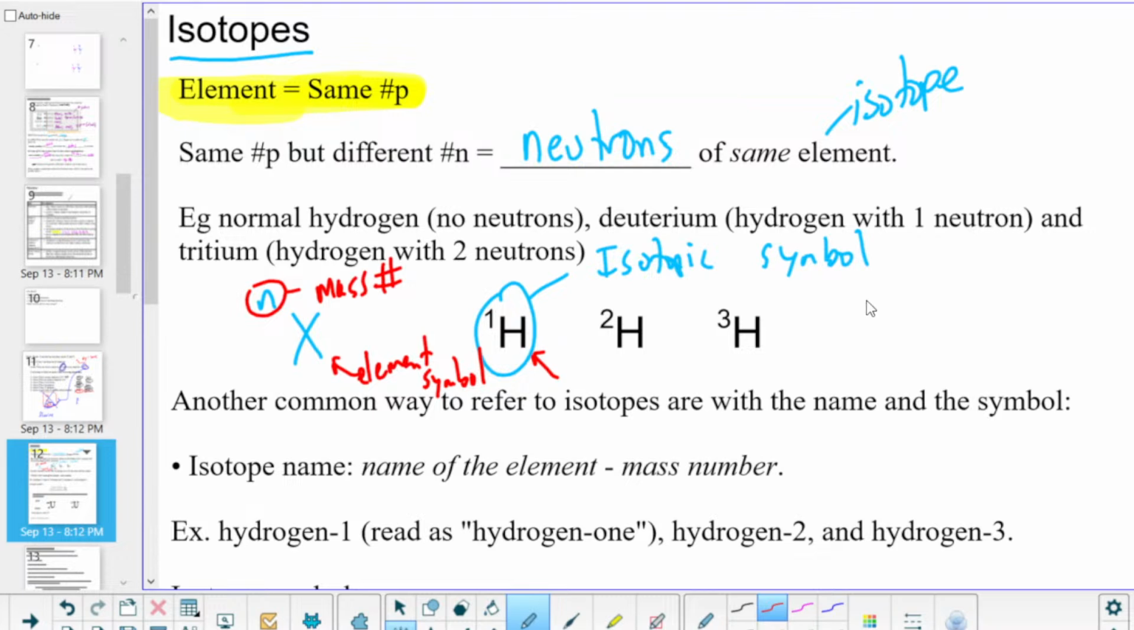What is the mass number? How do you calculate it? Number of what plus number of what? The protons plus neutrons. Number of protons plus number of neutrons. How many protons does hydrogen have? 1. So if it has a mass number 1, how many neutrons must it have? None. So that is hydrogen.